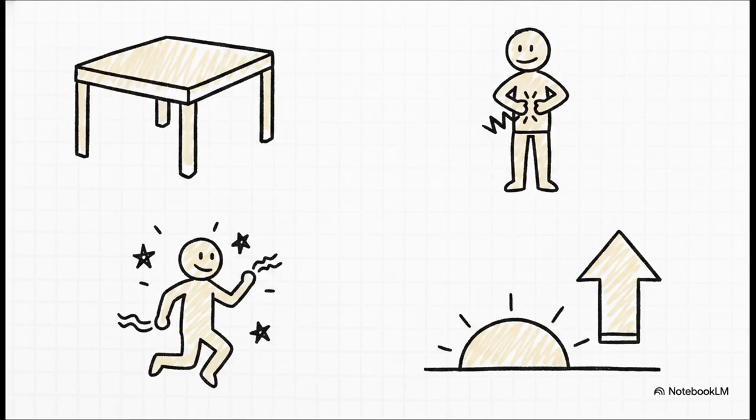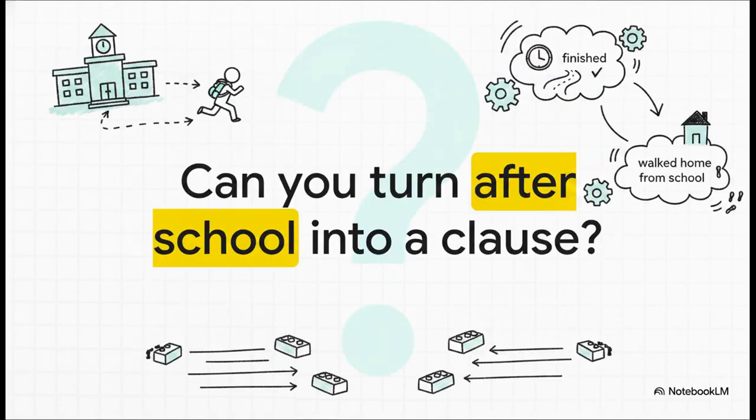Awesome job, everyone. To wrap up this explainer, I have a really fun challenge for you to take home today. Take a look at this simple phrase, after school. Right now, there's zero action. It's just a regular old phrase. Your challenge is to use your new master builder skills to add some words to it and turn it into an action-packed clause. Maybe something like, after school finished, or after I walked home from school.